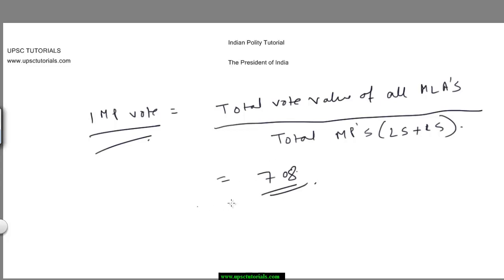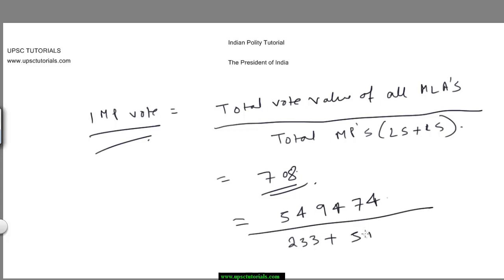How do we get this 708? For example, if the total value of all MLA votes was 549,474, then the total number of MPs are 233 plus 543, because the rest are nominated. So the value comes out to be 90.807. This is roughly 708. This is how we calculate the value of one MP vote and one MLA vote.